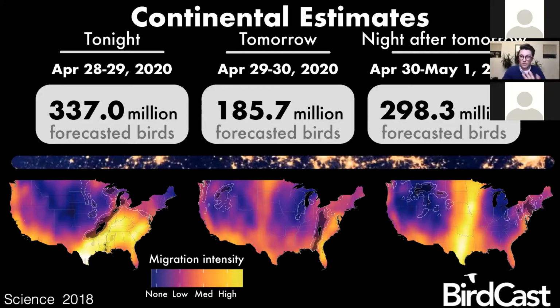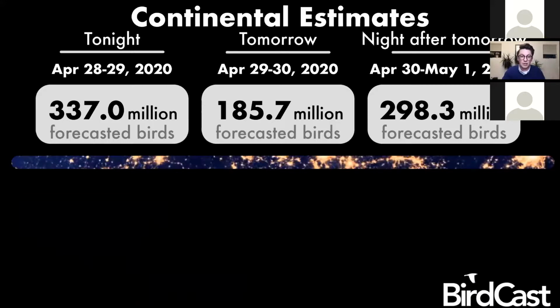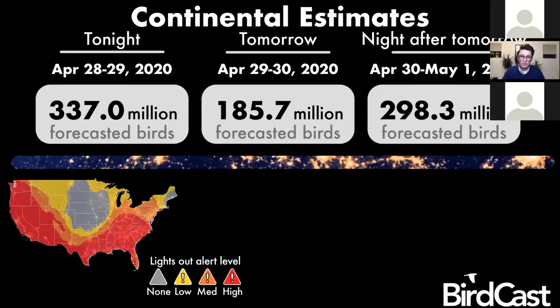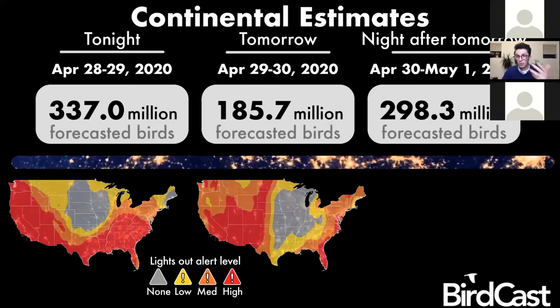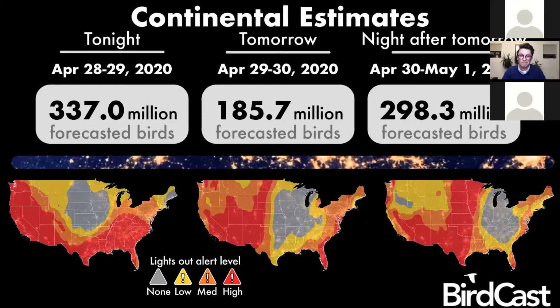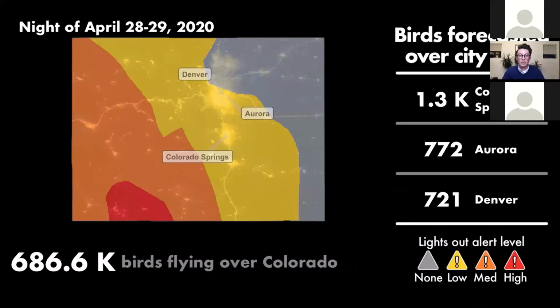We've also converted these into alerts. So not just that gradient of intensity, but locally to lower the bar of, is this high or is this not high for my area? We make this alert system of no alert to a low, medium, or high alert status for lights out, or potentially running a wind turbine, for instance. So we can look at Colorado and we also predict how many birds are flying over large cities in our state as well. So again, these things are all accessible and you'll get 3-day forecasts.